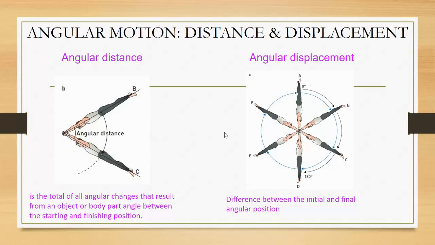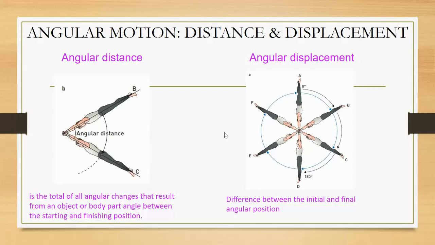So, looking into the specifics, angular distance and angular displacement. If you remember from linear distance and displacement, distance is the total distance that someone moves, walks or runs, and displacement was simply the starting point to the ending point in the quickest way possible. It's very similar with angular distance and displacement: it is the total of all angles that change as a result of an object or body part moving between the starting point and the finishing point.